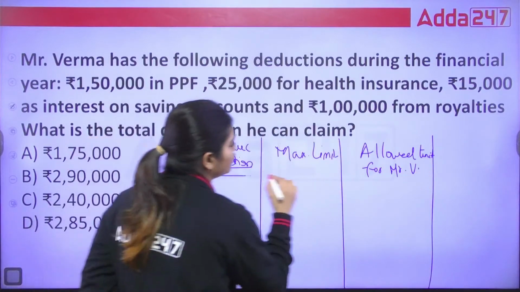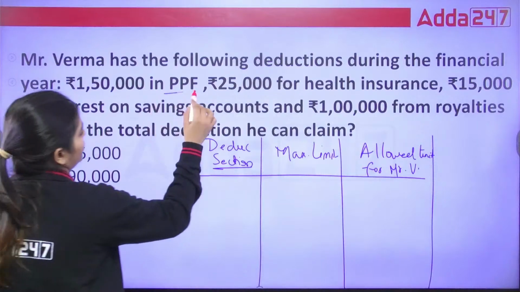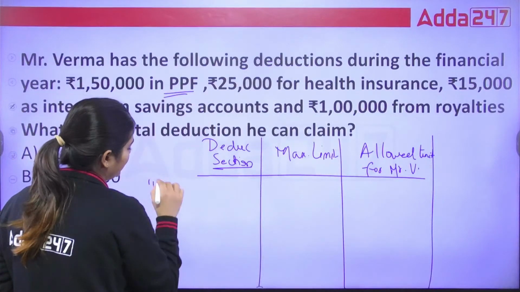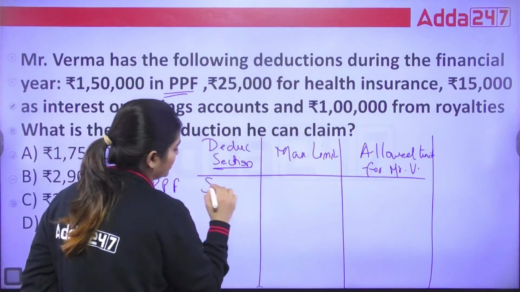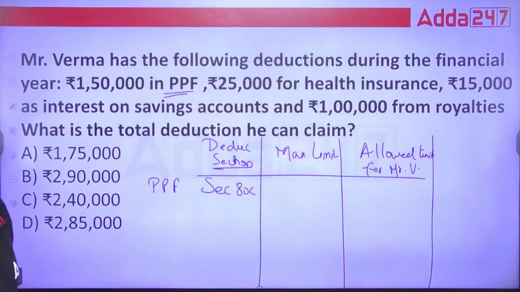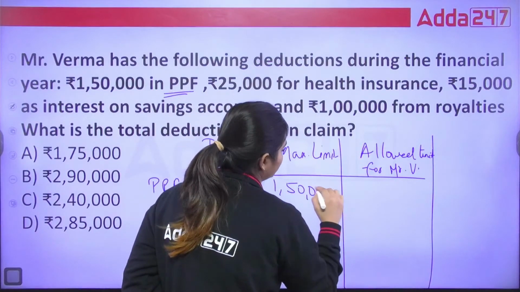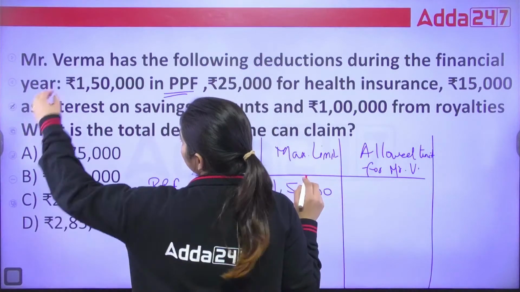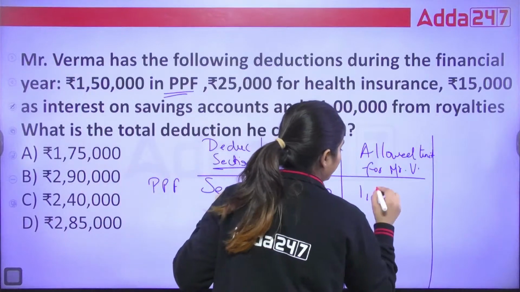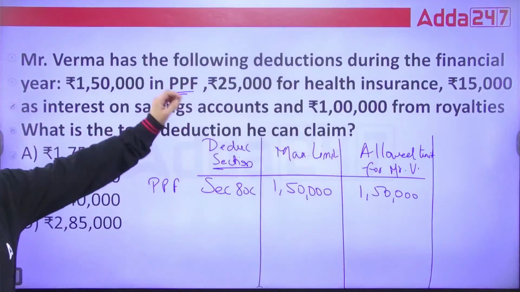Okay, chaliye. One by one we are going to solve this. First deduction is PPF. For PPF we get the deduction under section 80C. Section 80C says you can get the maximum deduction of 1,50,000. As Mr. Verma is also investing 1,50,000, you are going to get the deduction of 1,50,000. That is allowed.